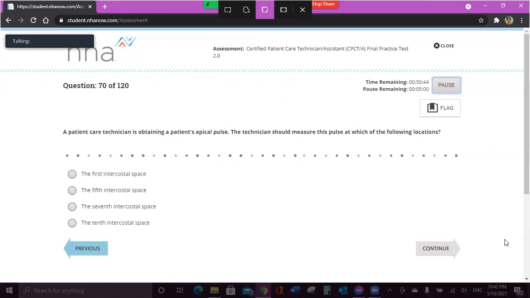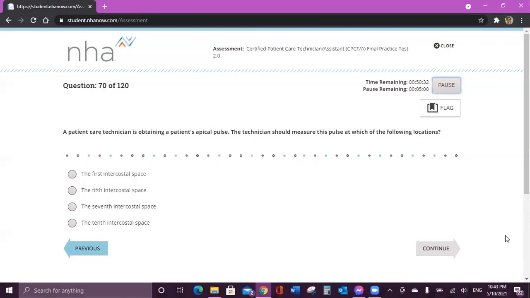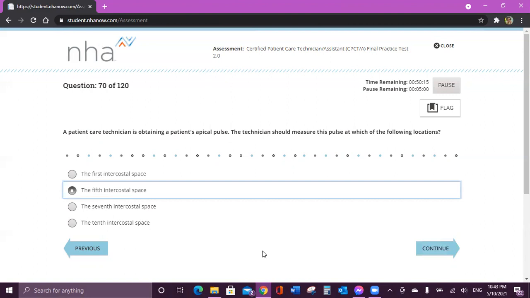A patient care technician is obtaining a patient's apical pulse. Ana, do you still have the screenshot there? Okay. The technician should measure the pulse at which of the following locations: the first intercostal space, the fifth intercostal space, the seventh intercostal space, or the tenth? The fifth intercostal space. Yeah.